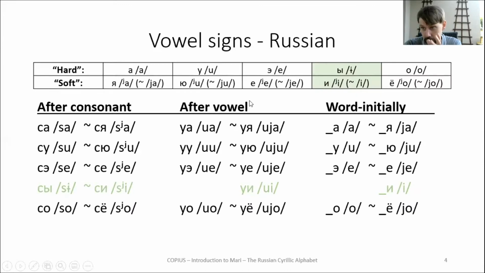Here's another reminder of how the system works in Russian. If you want, pause the video now, have a look at it here, and remind yourself how these different symbols are used in different positions to mark the same sounds, or when it comes to E and these sounds that quite possibly have an allophonic relationship with one another.